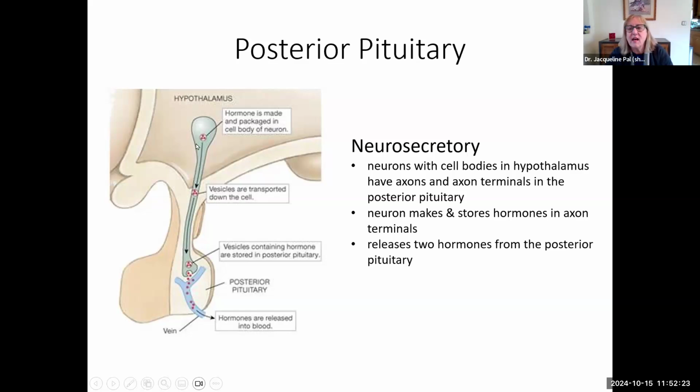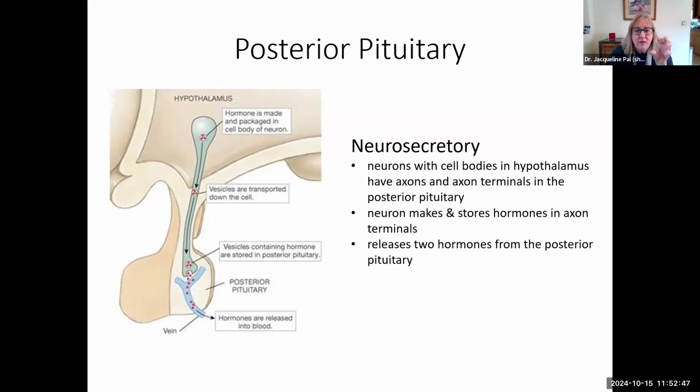So way up here in the cell body, that's where the nucleus is, the Golgi, all that kind of stuff. So up there, hormones are being made and they're being packaged up there in the cell body of the neuron. And then they travel down the axon and they are stored in the posterior pituitary in vesicles. And that's where it hangs out.